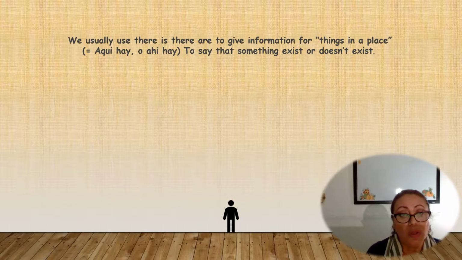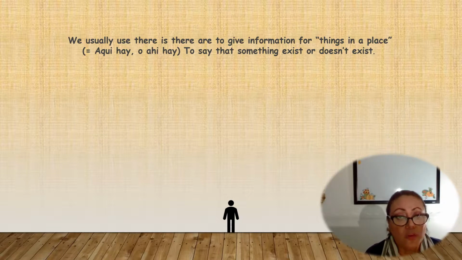We usually use there is and there are to give information for things in a place. This part is very important. We use there is and there are to give information for things in a place. In Spanish it means aquí hay, o ahí hay, o aquí existe algo, en plural y en singular. Okay, it is to say that something exists or doesn't exist.